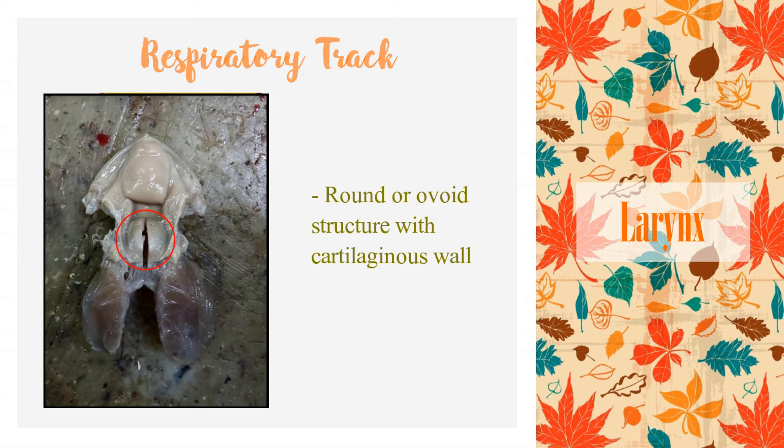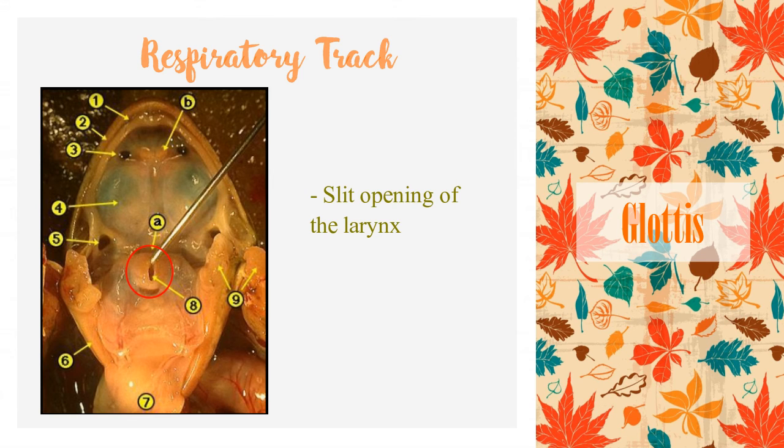Similar to humans, toads and frogs also have a respiratory tract, starting with the larynx. The larynx is a round or ovoid structure with a cartilaginous wall in which the frogs produce their croaking sounds by passing air back and forth over the larynx. The larynx is also called the voice box or vocal cords. The glottis is the slit opening of the larynx.